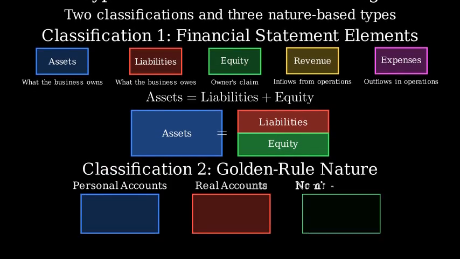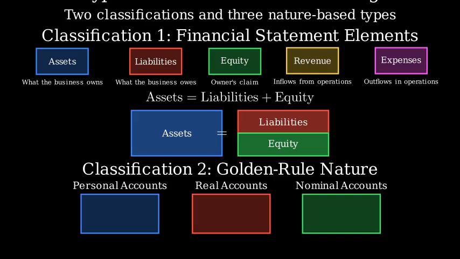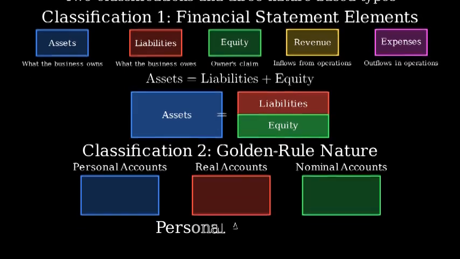This divides accounts into three types: personal accounts, real accounts, and nominal accounts. Each type has its own rule for debits and credits, which helps accountants determine how to record transactions correctly. Let's start with personal accounts.